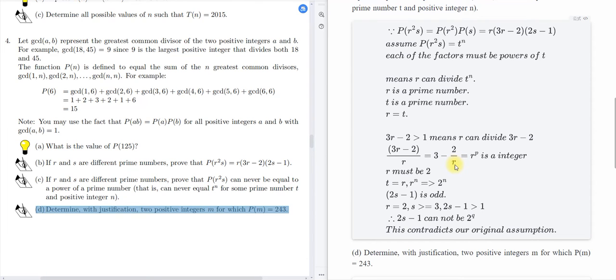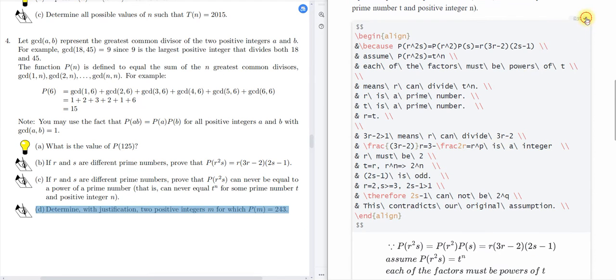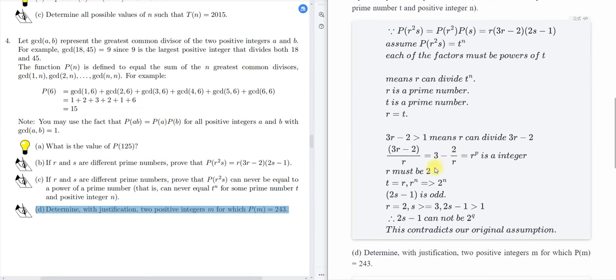If r is other prime numbers, this one cannot be an integer. So r must be 2. Since t equals r to the power of n, that means 2 to the power of n. But 2s minus 1 is odd.